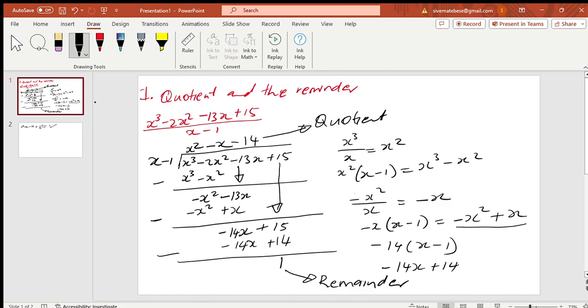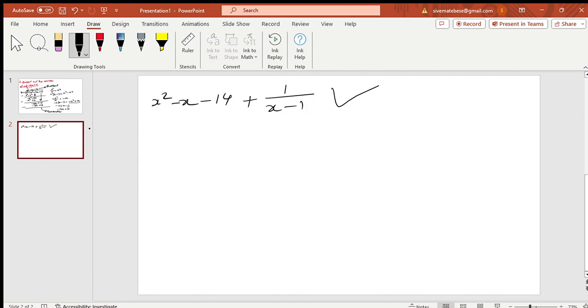That's how you perform a long division. So you may as well put the final function like this.